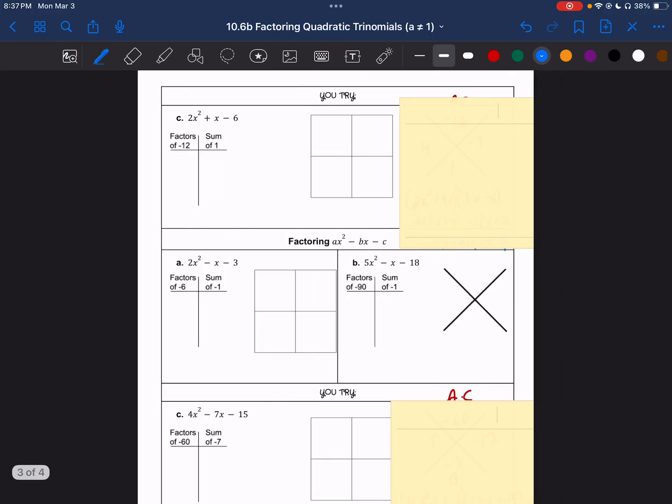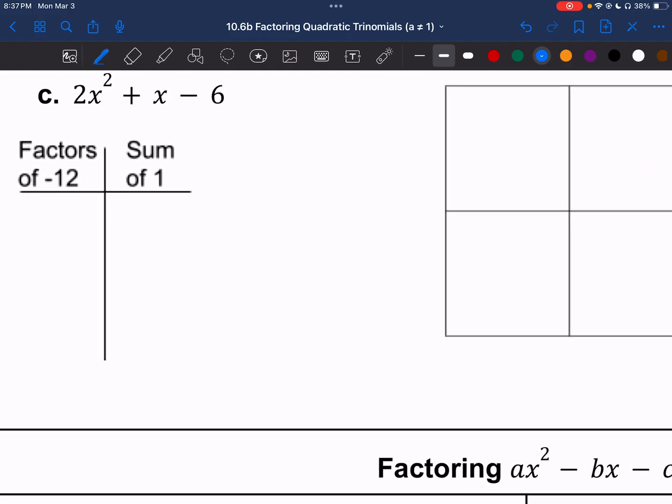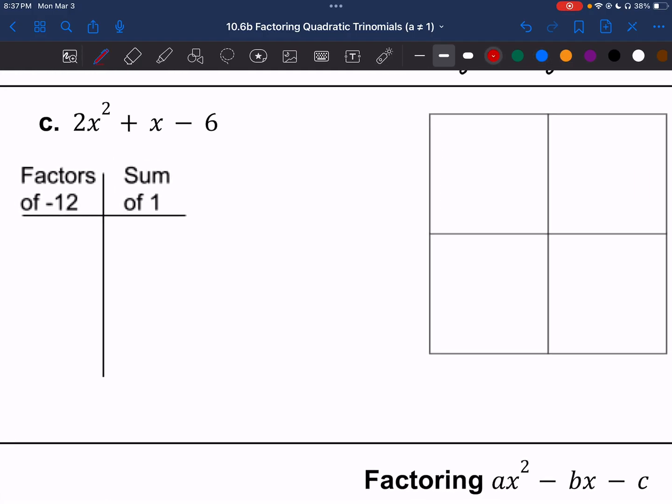All right, let's take a look. You try problem C is at the top of the page. Again, I'm going to work through the box method, and then I will walk you through a pre-written one using solving by grouping on this one as well. So 2x squared plus x minus 6. We're looking for factors of negative 12 that add up to positive 1. I know 2x squared and negative 6 go in my box right away. And I'm looking for factors of negative 12 that add up to positive 1. Well, that's going to be 4x and minus 3x.